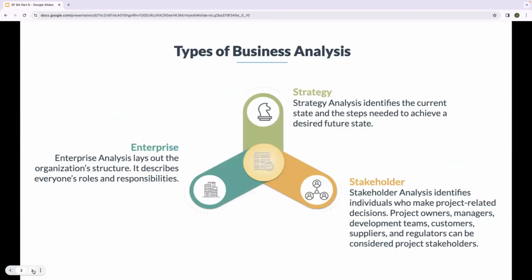Types of business analysis. Enterprise analysis lays out the organization structure. It describes everyone's roles and responsibilities. Strategy analysis identifies the current state and the steps needed to achieve a desired future state. Stakeholder analysis identifies individuals who make project related decisions. Project owners, managers, development teams, customers, suppliers, and regulators can be considered project stakeholders.